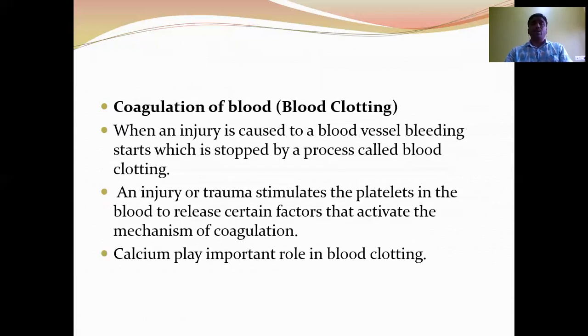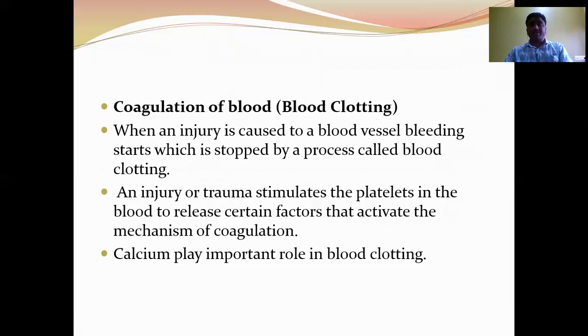Next, coagulation of blood, the process of blood clotting. When an injury is caused to a blood vessel, bleeding starts, which is stopped by the process called blood clotting. Normally the blood clotting duration is 5 to 8 minutes.